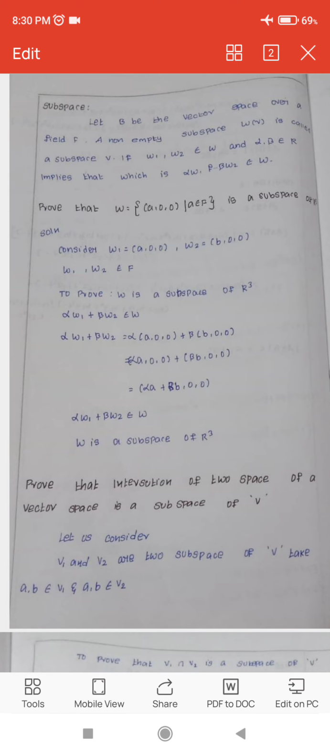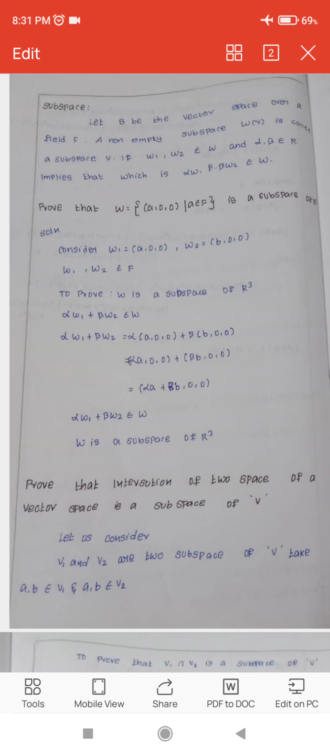Now we discuss the topic subspace. We already know the vector space. Let V be a vector space over a field F. A subset W of V is called a subspace of V if W1 and W2 belong to W, and alpha, beta are scalars belonging to R, which implies that alpha W1 plus beta W2 belongs to W. If it satisfies this condition, it is called a subspace.